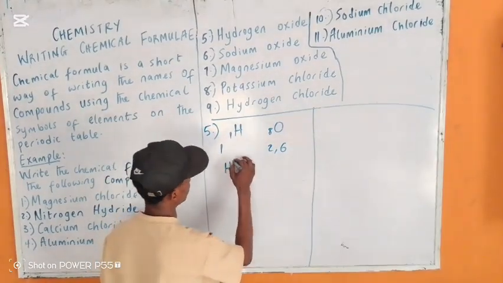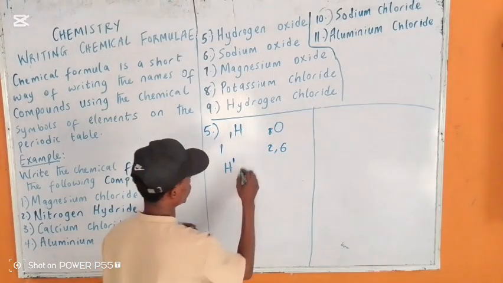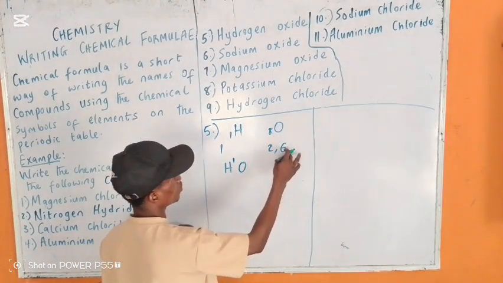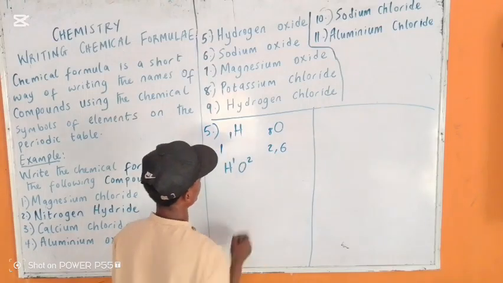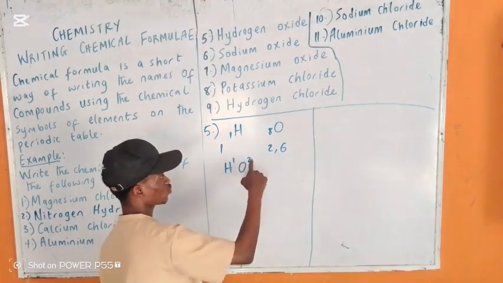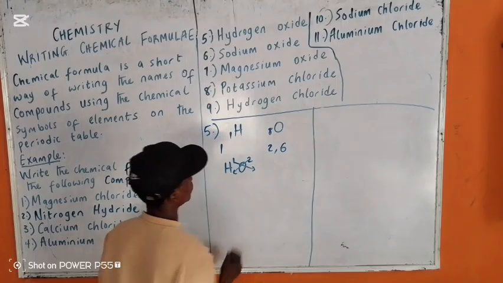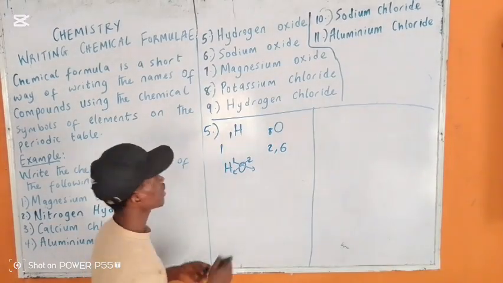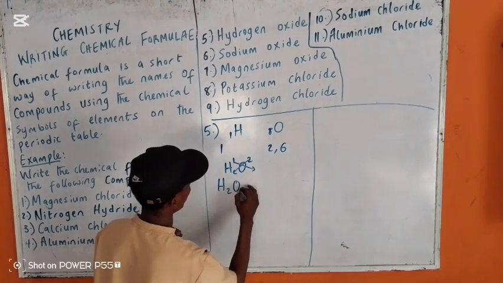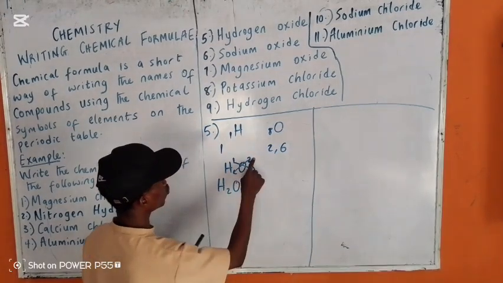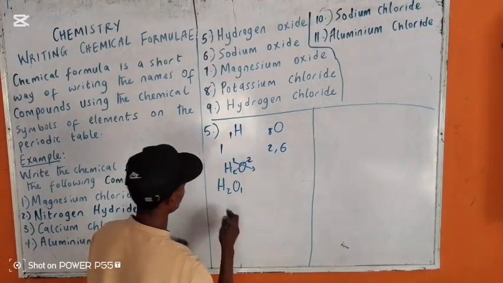So we have 1 here. And oxygen on the other hand needs 2 to attain the octet rule. So we have 2 here. So what's the next thing? We bring the 2 here and bring the 1 here. So we have H2O1. The 2 coming here, we have 2. 1 coming here, we have what? 1.